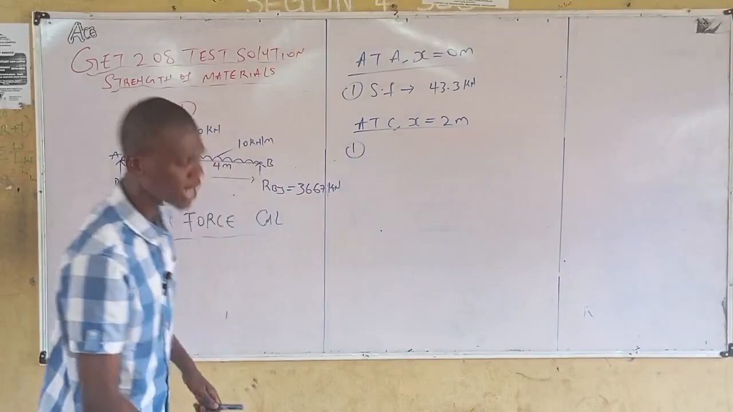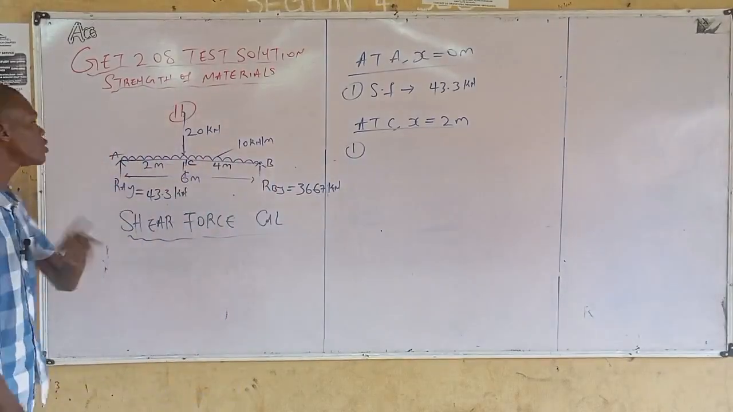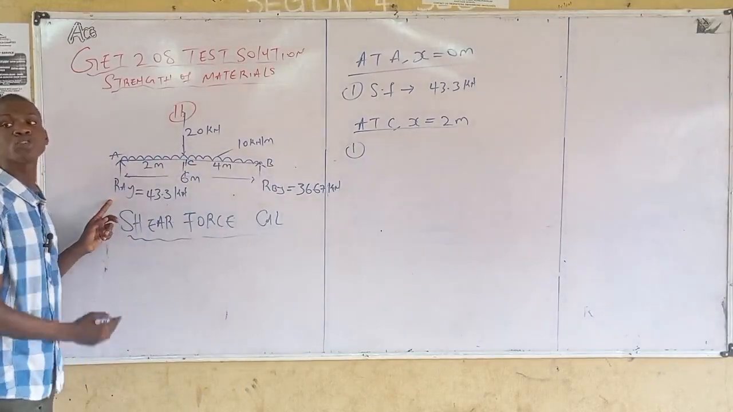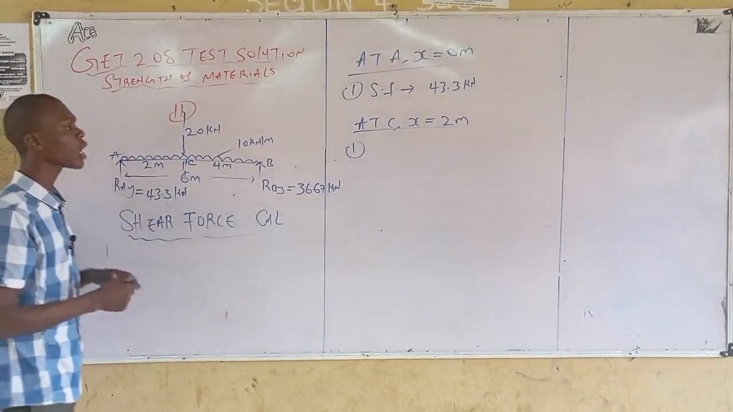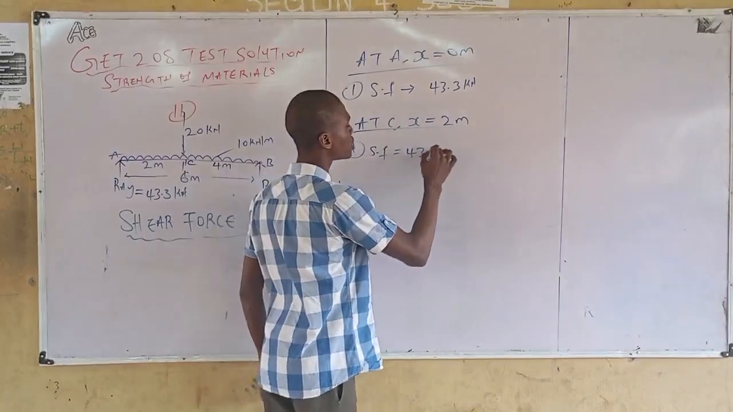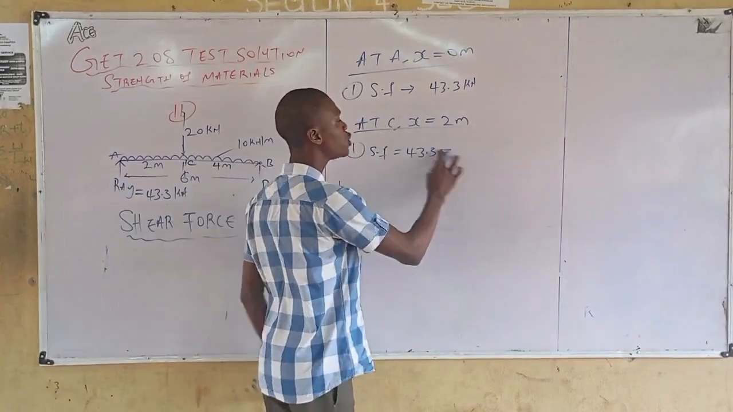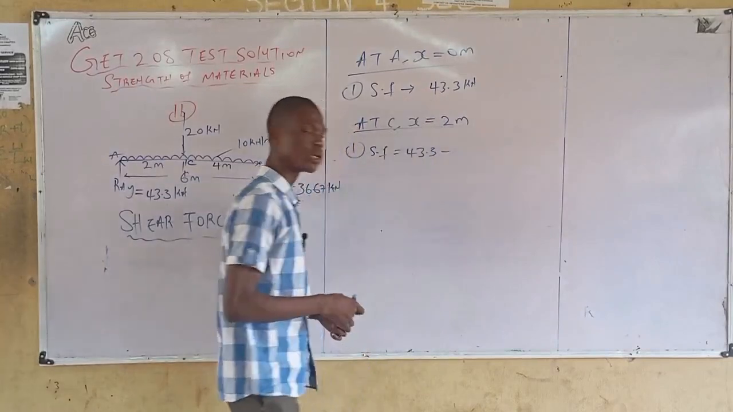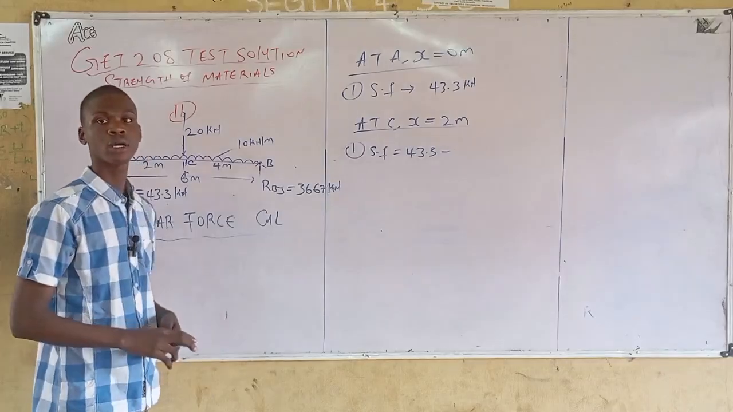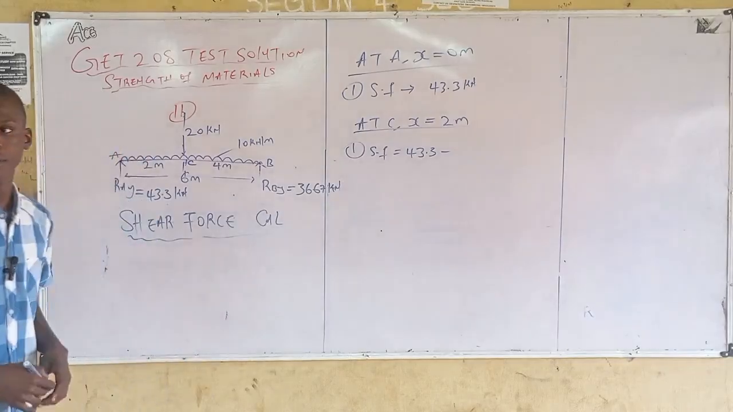Now we've identified that before point C, I'm having 2 forces which are RAY and this U.D.L. RAY is going upward, right? That will be 43.3 minus the U.D.L. Is it acting downward or upward? Acting downward. How do I get the force? That will be what?